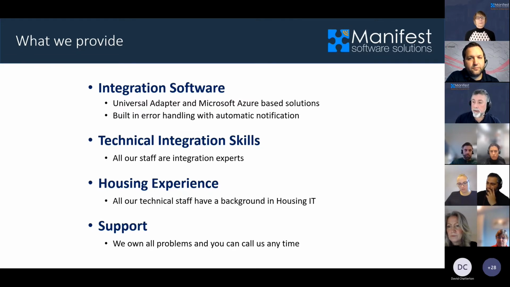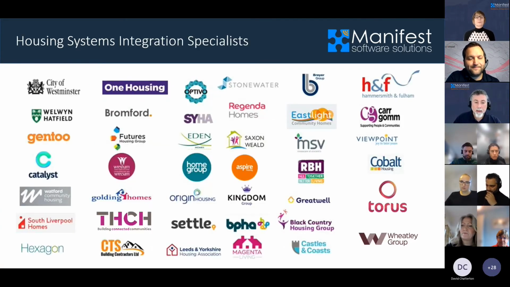Specialist systems integration, provide all the software, Azure infrastructure, everything that you need, all the technical skills and support the whole thing for you, really. We work, as I said, with local authority, housing and housing associations, a little bit of social care as well, which I think is just my sort of social conscience in the company. But we provide a bit of social care integration where we're called upon as well. We also provide services directly to some of the larger repairs providers as well.